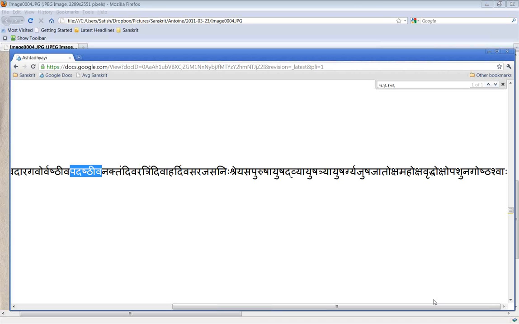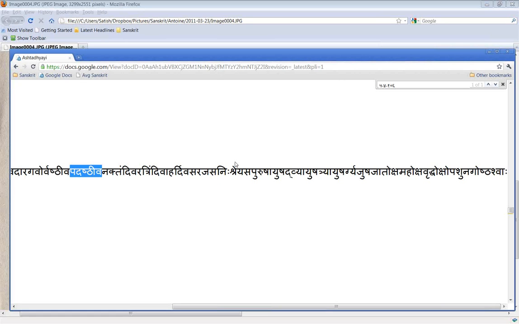So if you really want to practice your chanting, these are various kinds of forms. Looking at this, let me make sure I read it correctly for you. Vriddhoksha, Goshtha, Goshteshva, Goshtashva, yeah, correct. Jatoksha, Mahoksha, Vriddhoksha, Upashunam, correct, okay.